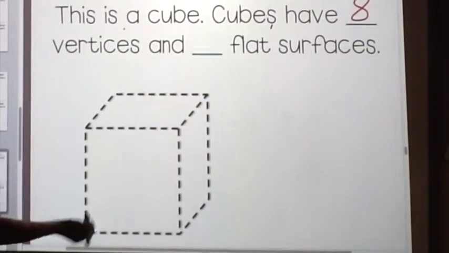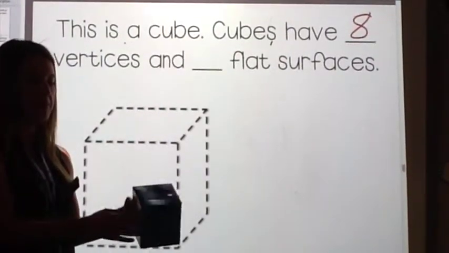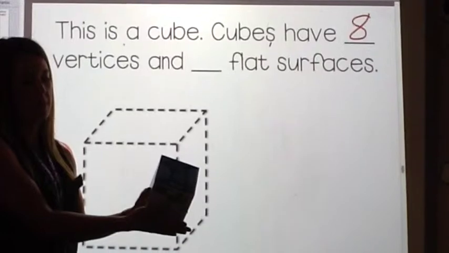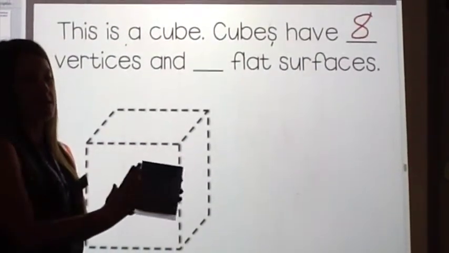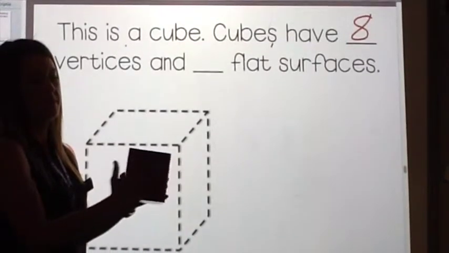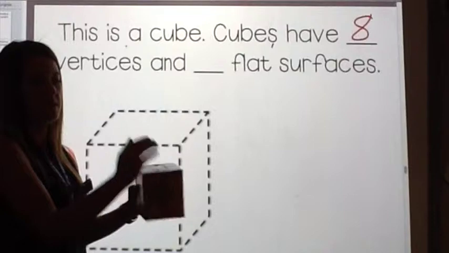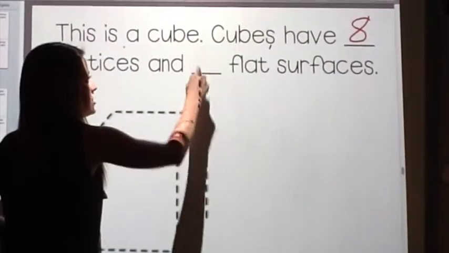And flat surfaces, easy, the surfaces that are flat. So let's count. I have one on top, and I have one on the bottom. 1, 2. Now let's count our sides. 3, 4, 5, 6. We have 6 flat surfaces on a cube.